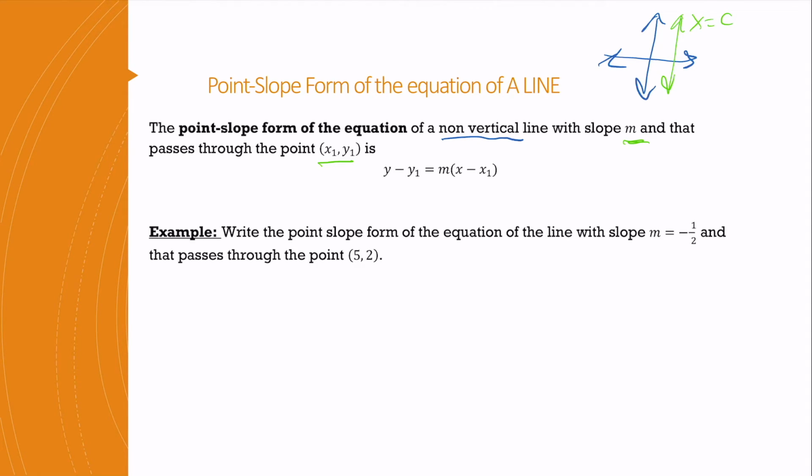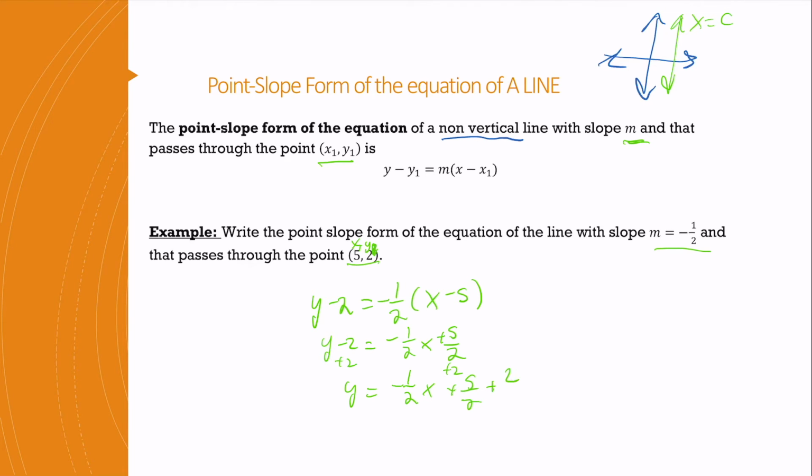So, for example, what if I want to write the point-slope form of the equation of the line with slope -1/2 that passes through the point (5, 2)? So 5 is my x1 and 2 is my y1. So I've got y minus 2 equals -1/2 times x minus 5. So I get y minus 2 equals -1/2 x plus 5/2. I'm going to add 2 to both sides. So I get y equals -1/2 x plus 5/2 plus 2.